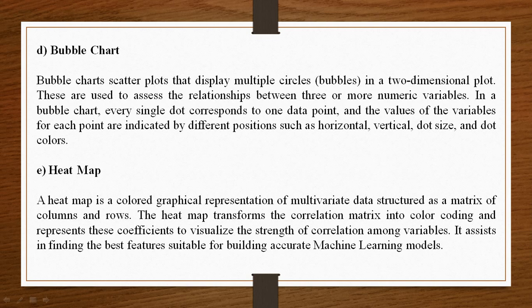The next is the heat map, where you're going to have a data structure as a matrix of columns and rows. A heat map is going to transform the correlation matrix into color coding, and it will represent the coefficients to visualize the strength of the correlation among variables. It is best for assisting in finding the best features suitable for building your accurate machine learning models. So the heat map can be the best tool for building your machine learning model.